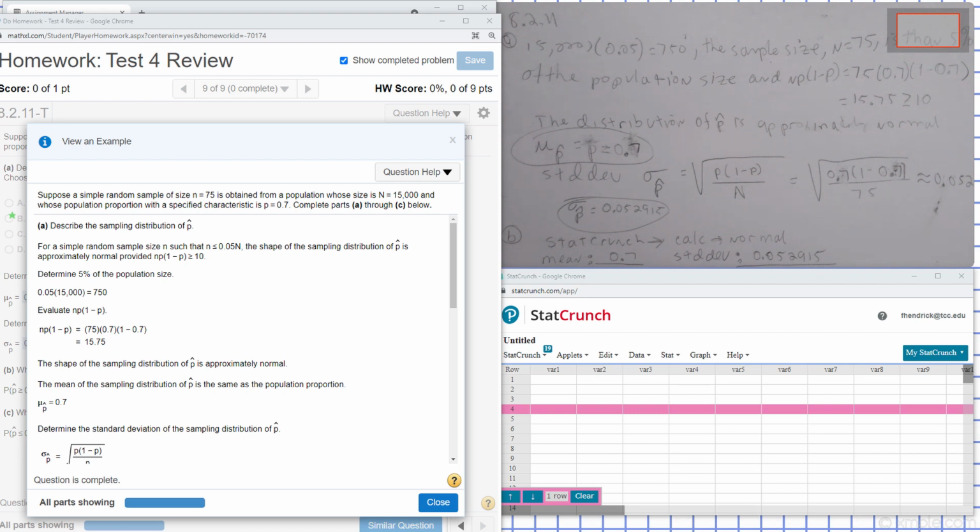For a simple random sample of size n such that n is less than 0.05 N, so it's less than 5% of the population, the shape of the sampling distribution of the sample proportion is approximately normal. Determine what 5% of the population would be. So they have 5%, 0.05 times 750. Okay.